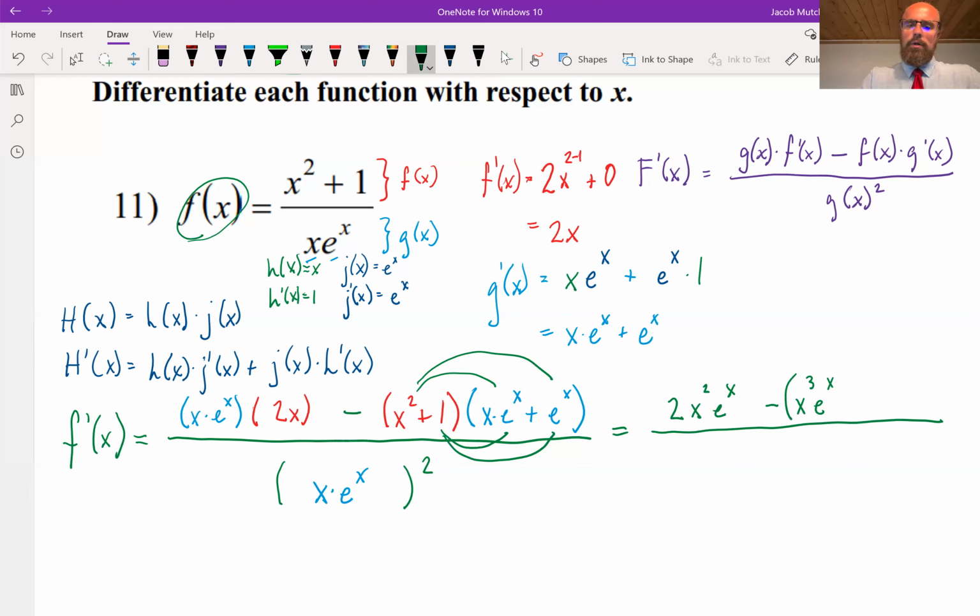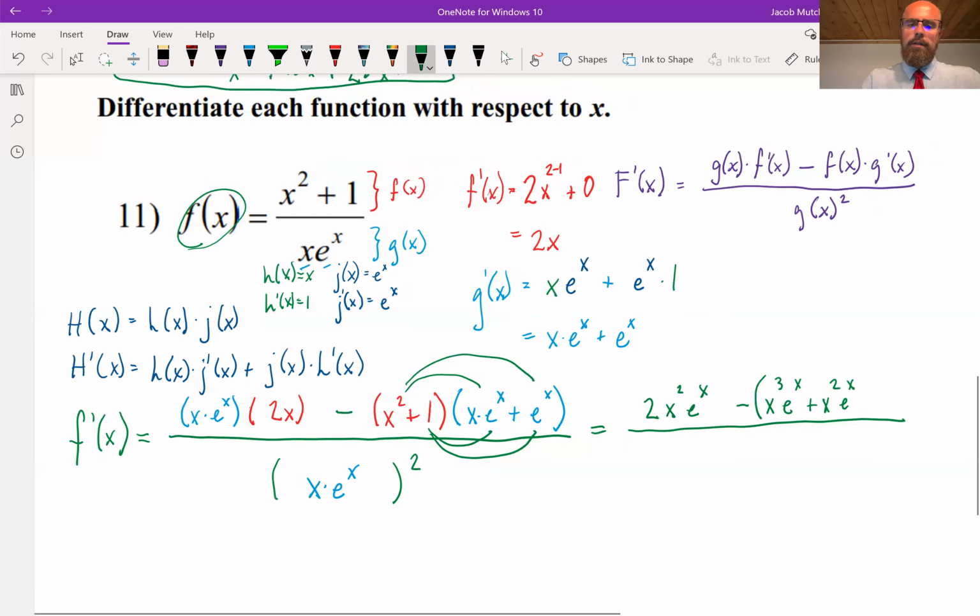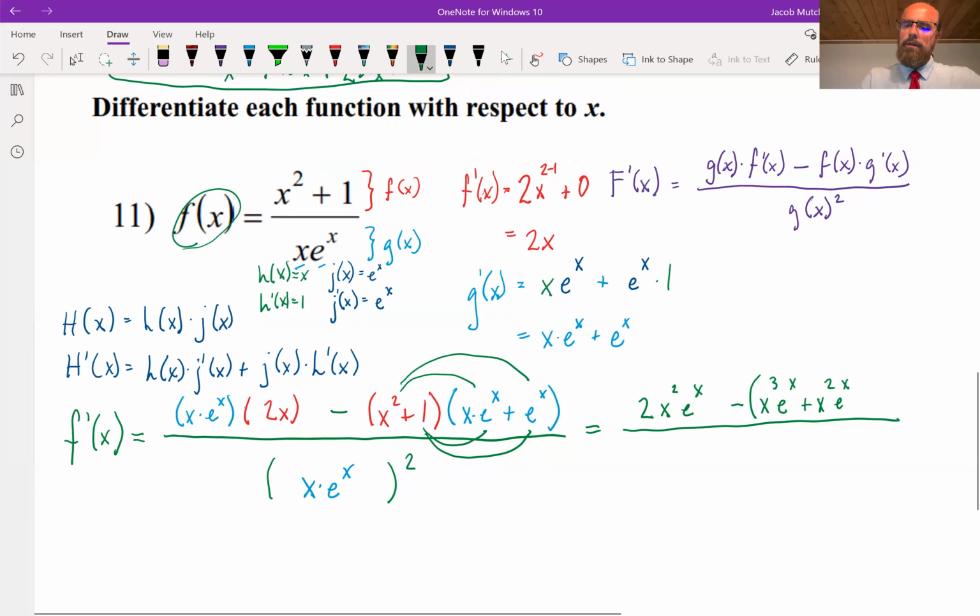Outer term, x squared times e to the power of x, just itself. X squared e to the power of x. Inner term is going to be 1 times x e to the power of x. So notice the x's are going down by powers. And then lastly, 1 times e to the power of x is just e to the power of x.